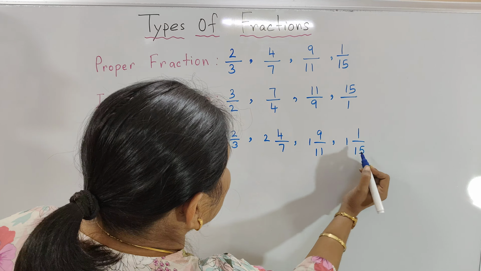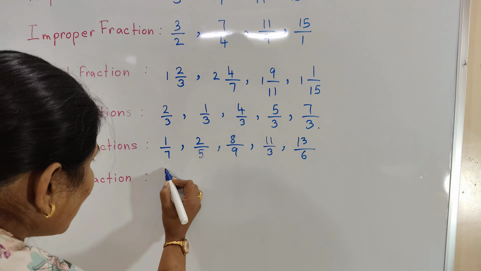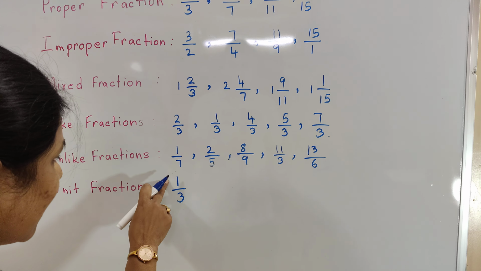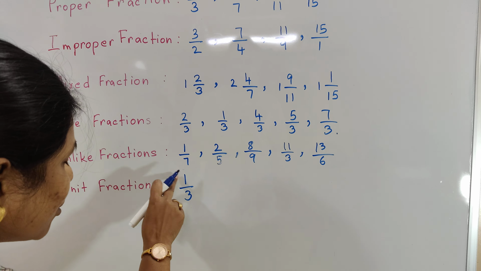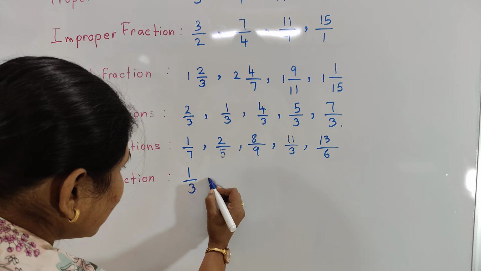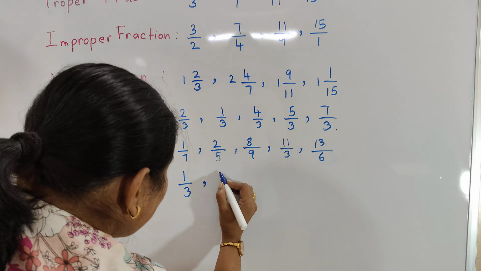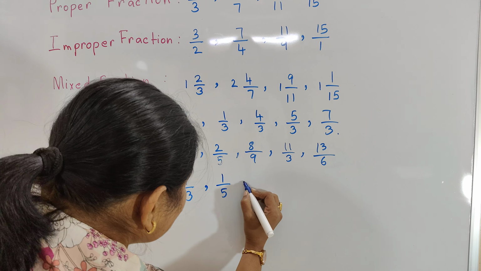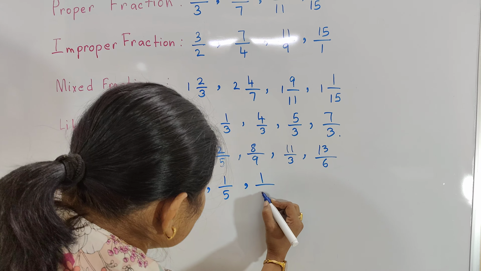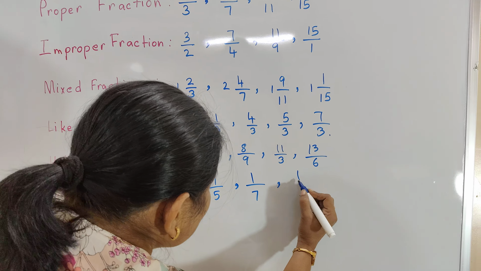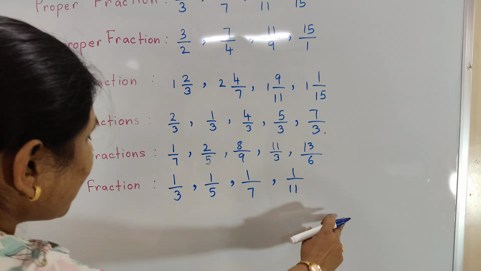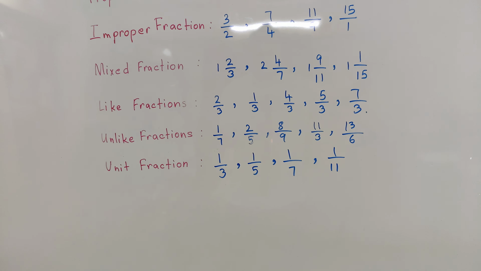Now next one, unit fraction. A fraction having the numerator as 1 is called a unit fraction. 1 by 3. Here we see 1 is the numerator. So it's a unit fraction. Let me give you another example. 1 by 5. 1 by 7. 1 by 11. So these are all examples of unit fraction.